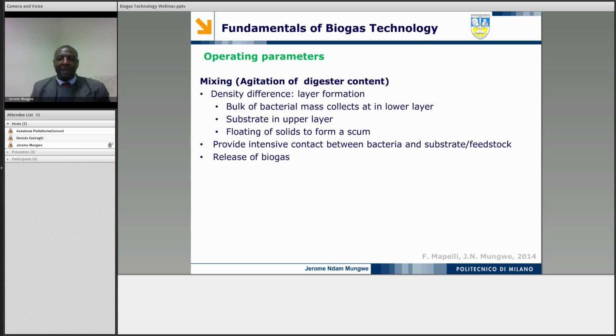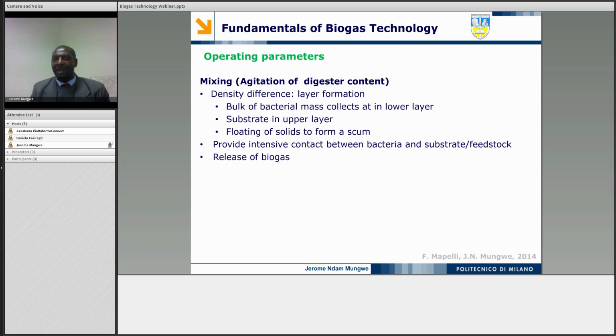Another operating parameter is mixing or agitation of the digester content. Normally, when you have the content in the digester, because of density differences, we may end up having layers being formed inside the digester. The bulk of the bacteria mass collect at the bottom of the digester. Then the substrate may find themselves somewhere in the middle of the digester, and on the surface of the digester volume, we may have floating solids that form a scum.